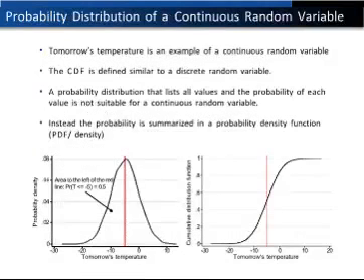Probability distribution of a continuous random variable. Tomorrow's temperature is an example of a continuous random variable. The CDF is defined similarly to that of a discrete random variable. A probability distribution that lists all values and the probability of each value is not suitable for a continuous random variable. Instead, the probability is summarized in a probability density function, PDF, or density.